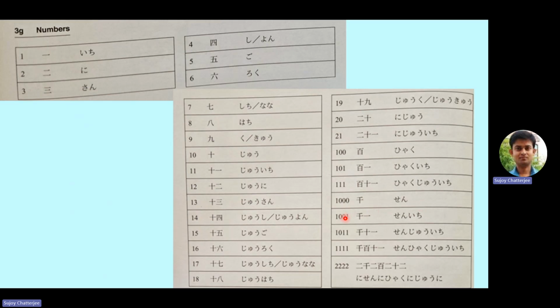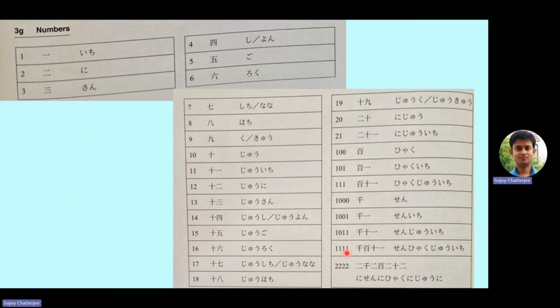So 1001 will be sen ichi. Again the same thing: sen ichi, sen ni, sen san, sen yon, sen go, sen roku, sen nana, and so on. So 1011 will be sen ju ichi. So you can see here 1000, this is 10, this is 1. So this is 1011, sen ju ichi.